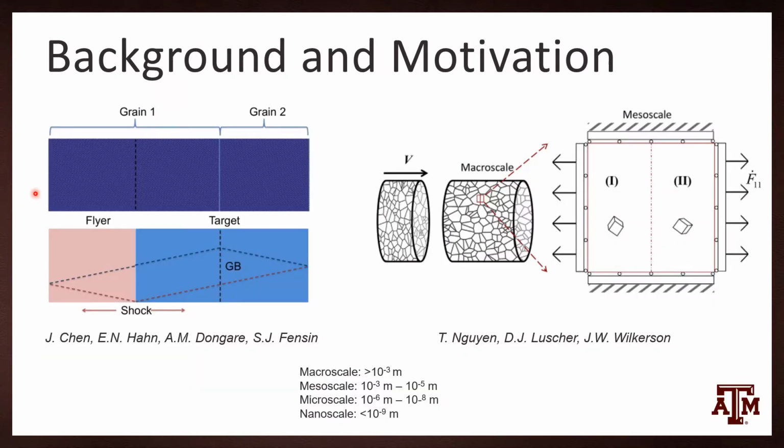On the left is a diagram of a flyer plate spall simulation done by Chen et al. This image in the middle shows another representation of a flyer plate experiment at the macro scale while showing the grains. Finally, the figure on the right zooms into one of these grains looking at it in the mesoscale to represent the same event with a smaller simulation.